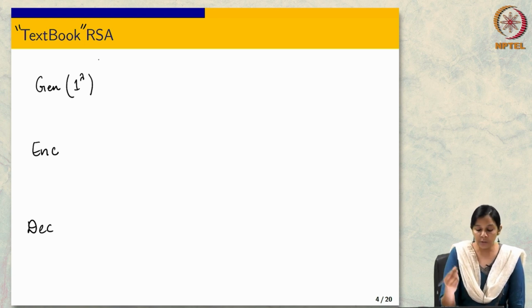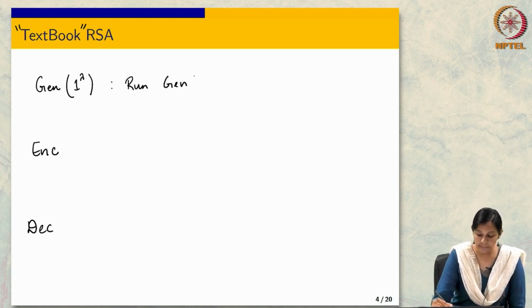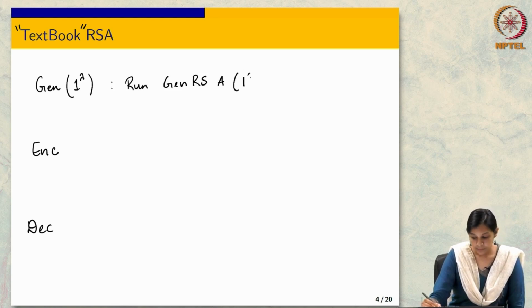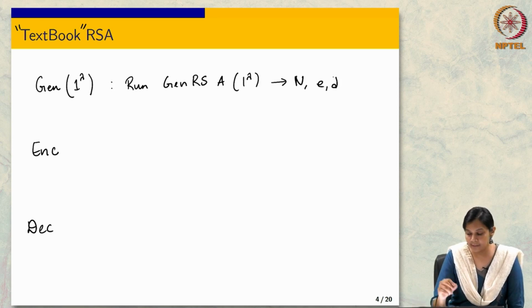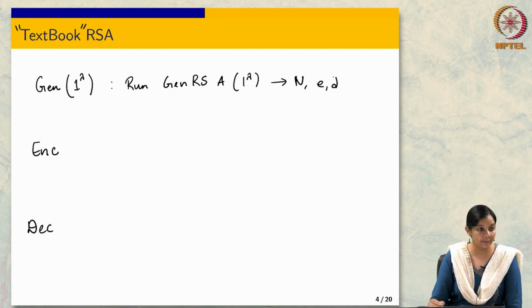Remember that, because that's the size that you want to consider. Now what should Gen output? It's very obvious. N, E and D, right? It should just run the Gen RSA that we saw before and output N, E and D such that E times D is congruent to 1 mod phi of N. So this part is easy.